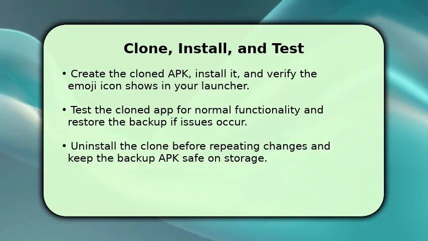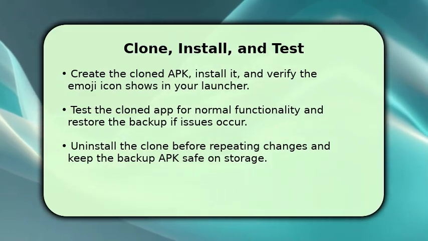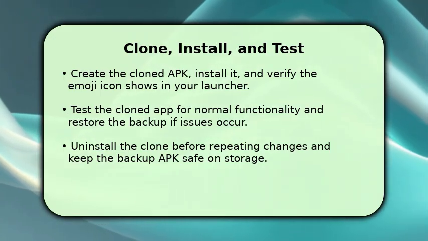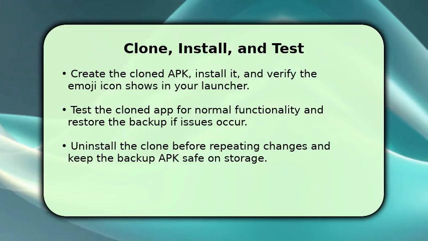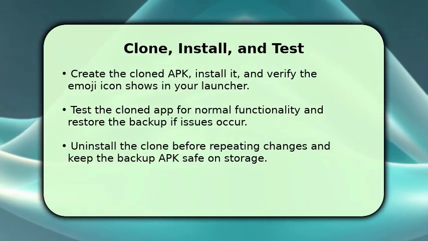Find the cloned app in your launcher and verify the emoji icon displays correctly on the home screen and app drawer. Open the cloned app and test core functions to make sure nothing broke during cloning. If any issues arise, restore the original APK and data.